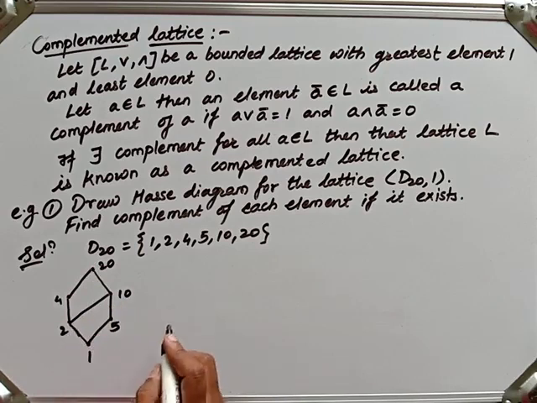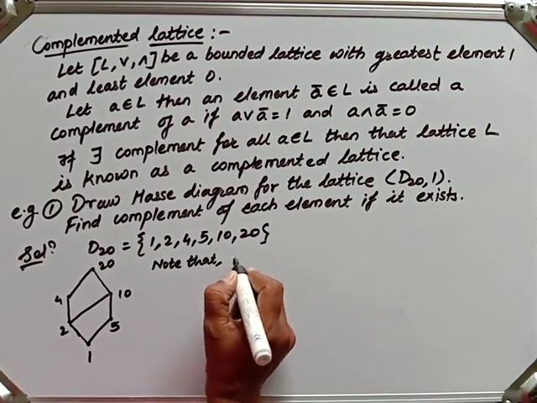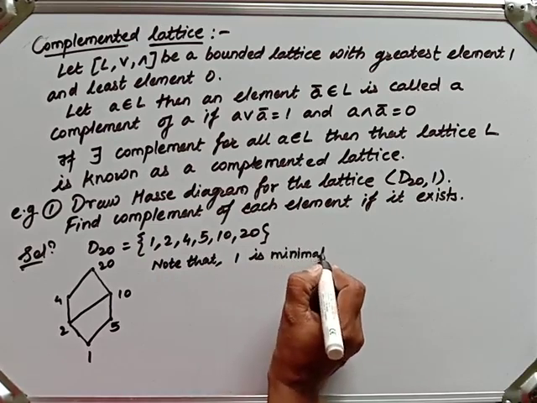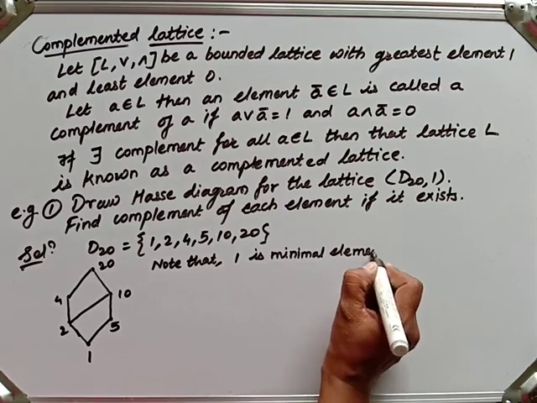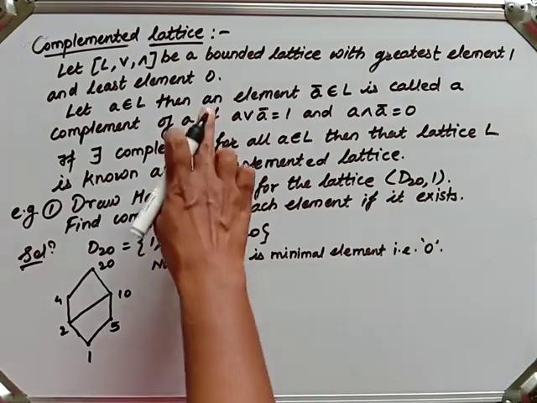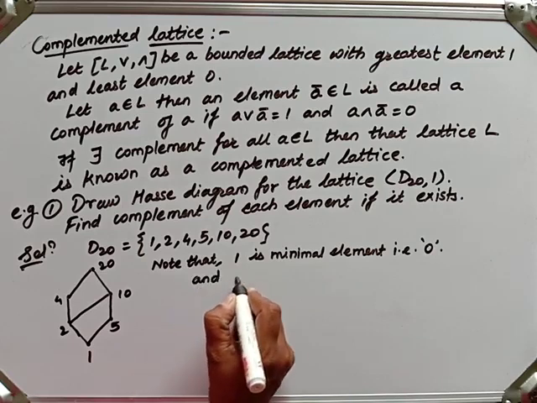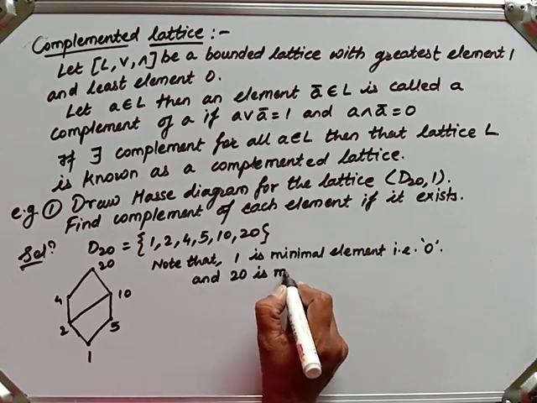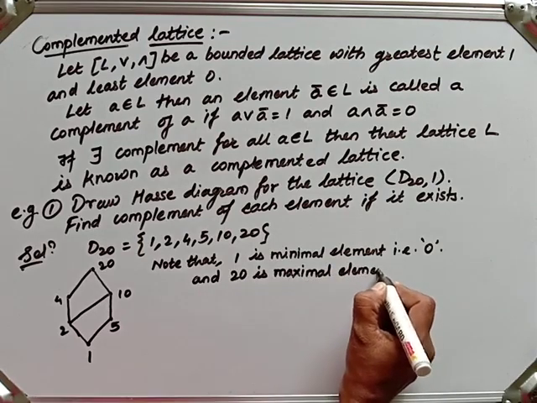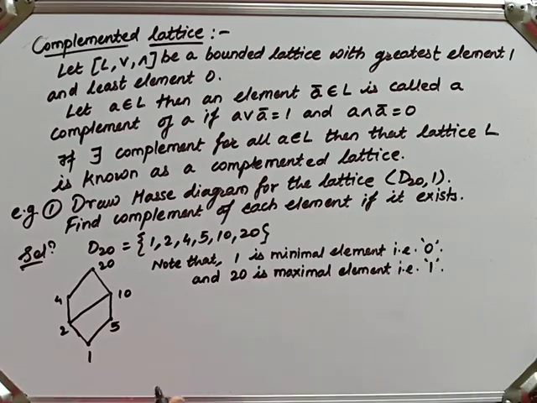Now note that here we can observe 1 is a minimal element. In a complemented lattice, the minimal element is denoted by 0. And 20 is the maximal element, which is denoted by 1.